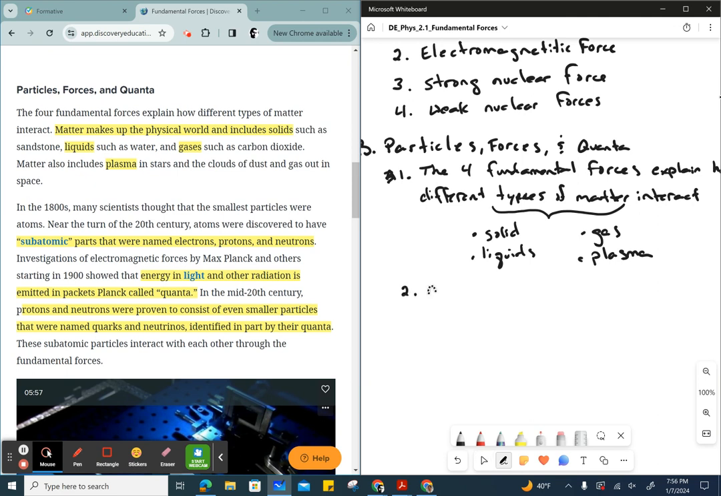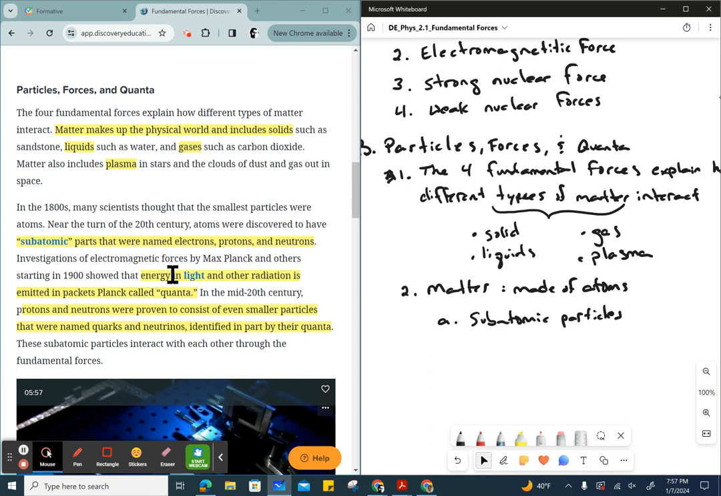Okay, so matter is made up of atoms, right? All matter is made up of atoms, and you know that there are subatomic particles. If you take a look here in the second paragraph, they've got it highlighted: at the turn of the 20th century, subatomic particles were named electrons, protons, and neutrons. And there are many scientists involved in this.